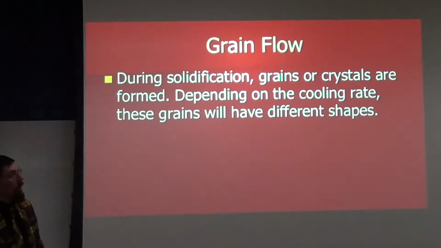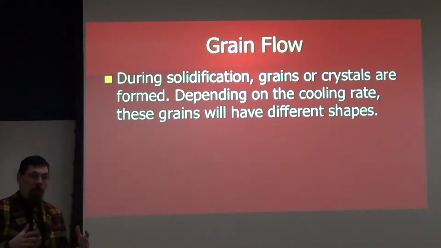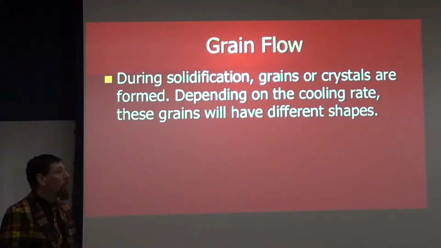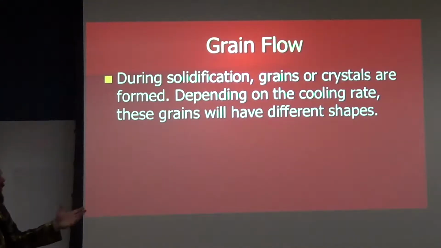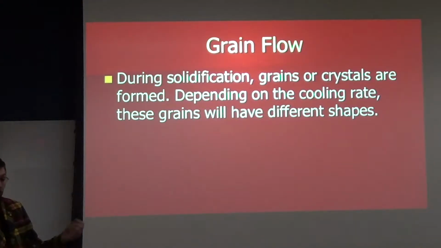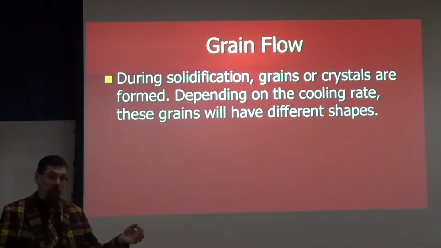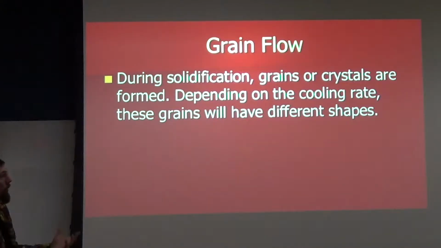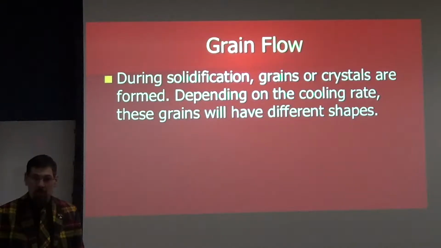So in forging, we are taking the product of the casting process and we're changing it. In the casting process, we're going from a liquid to a solid, and so we get solidification. In that process, you go from liquid to crystals. In the case of metals, we form crystals. Those crystals we call grains. Depending on the cooling rate, these grains can have a wide variety of sizes and shapes.